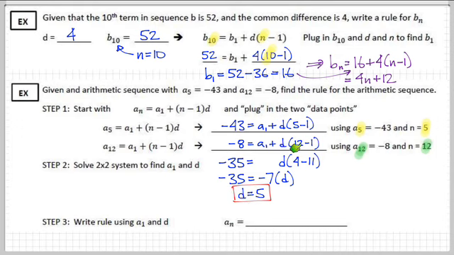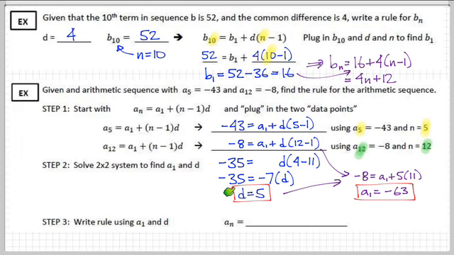I'm going to plug it back into one of my equations. I'll use the second equation. It looks a little bit easier with the negative 8. Negative 8 is equal to a1 plus 5 times 11, and I solve for a1. Now I found my two unknowns. I found my first term. I found my common difference, and now I could write out my equation.